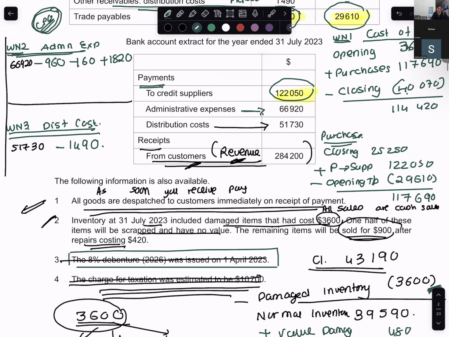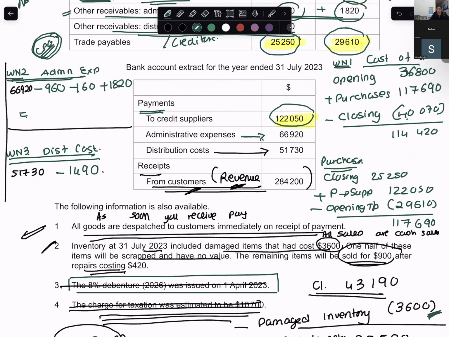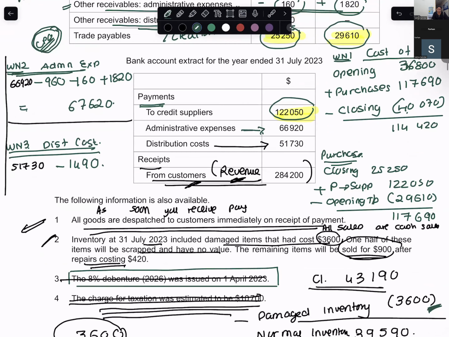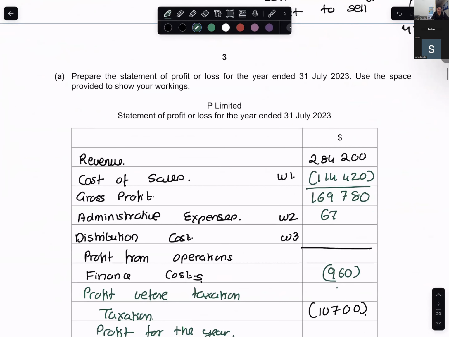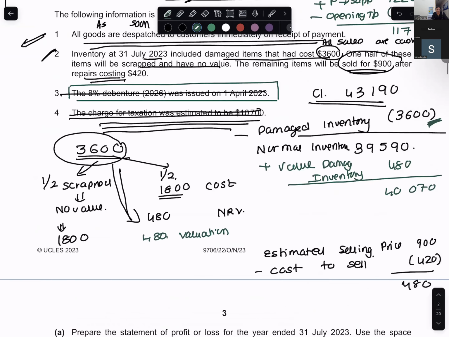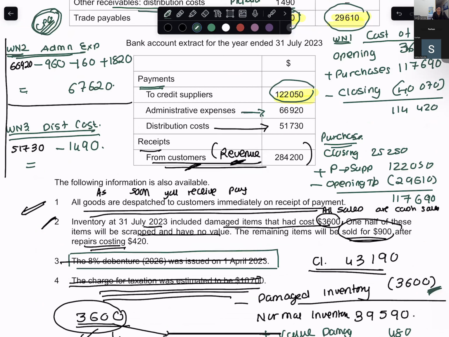Administrative expenses. So 66,920 minus 960 minus 160 plus 1,820. 67,620. Right? Distribution costs would be 51,730 minus 1,490. 5,240.